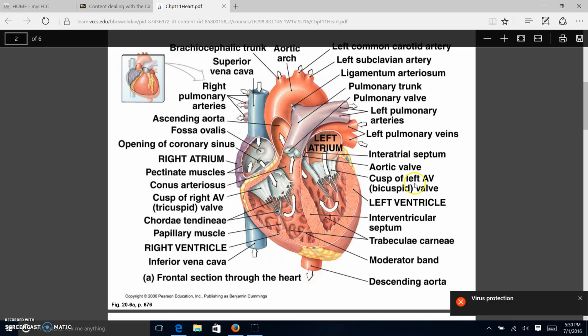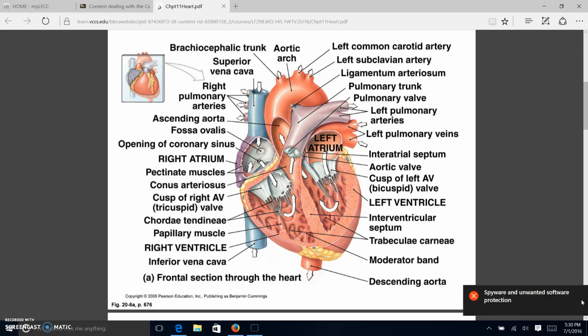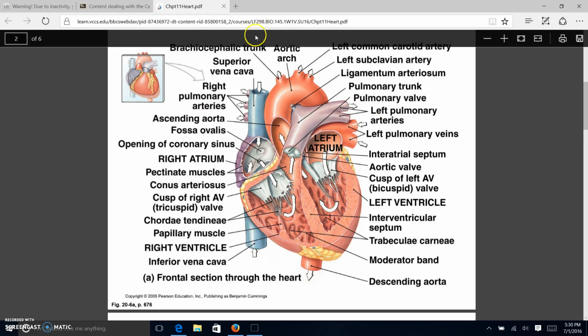Notice this is taking blood to the heart, and to the heart, here and here, and it would also come in on this side. These are veins. Anything that takes blood away from the heart are arteries. So this is an artery called the pulmonary artery because it's taking blood from the heart to the pulmonary area, which is the lungs. And this is the aorta, which is taking blood away from the heart. So these areas that are taking blood away from the heart are arteries. These areas that are taking blood to the heart are veins.